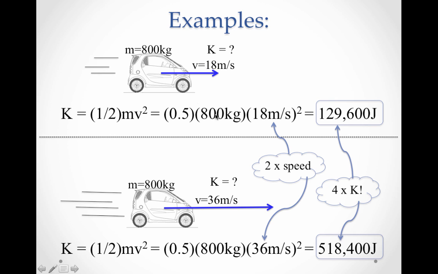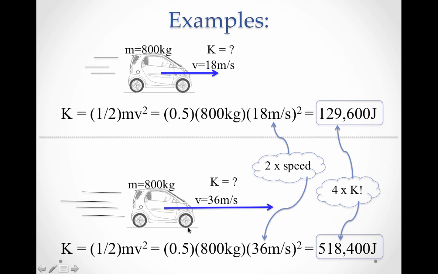And so when we plug in our numbers, our smart car has a mass of 800 kilograms, and we multiply that by the 0.5 or the half, and then we also have to multiply by its velocity squared. So it's just the velocity part that's being squared here. So that's 18 meters per second squared. And once we're done with our multiplication, we get 129,600 joules. Remember, all energy, including kinetic energy, is measured in joules. So that's a very large number.